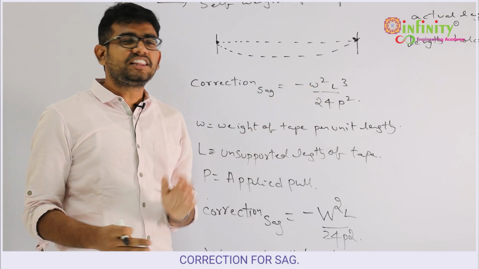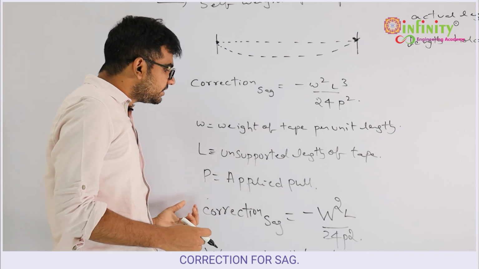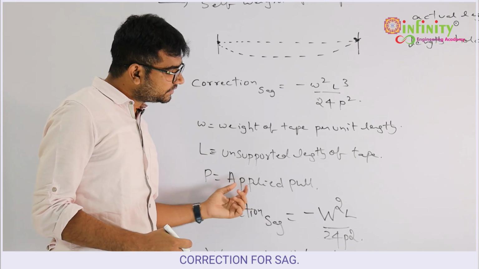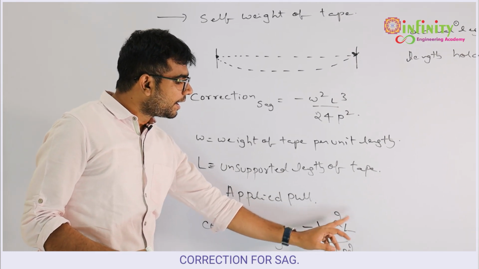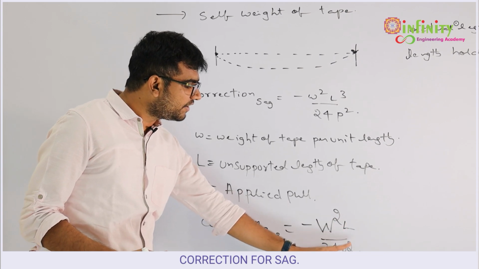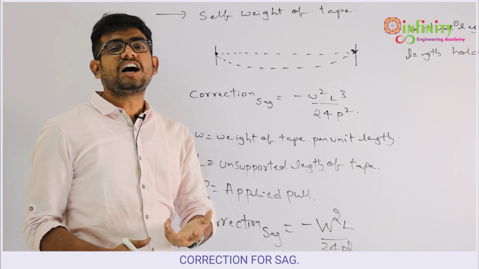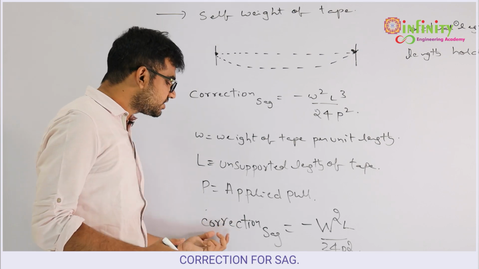At the GATE level, the questions will be given directly: they will give the W value, L value, and P value, and ask you to determine the correction for the sag.